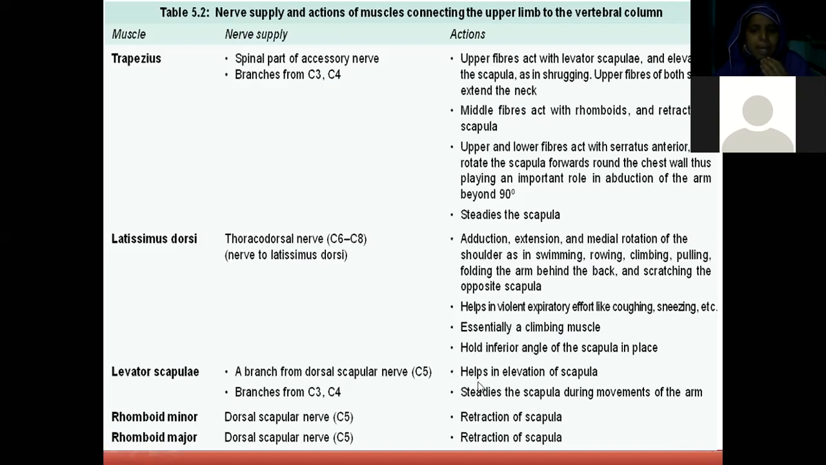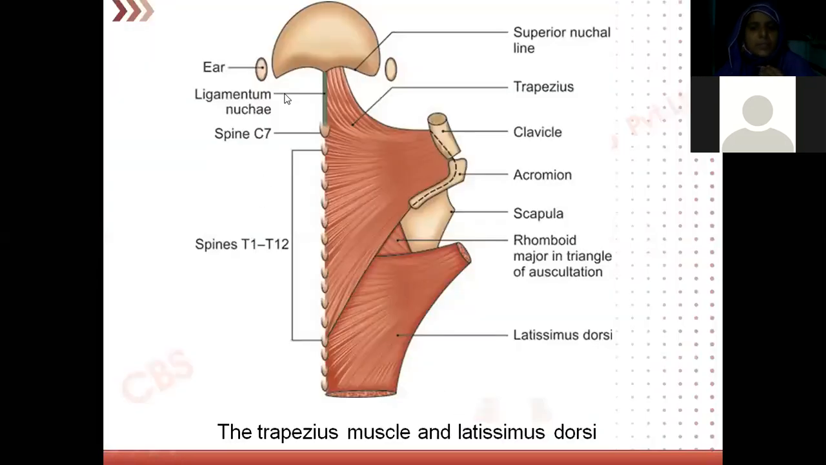Levator scapulae helps in elevation of the scapula. It steadies the scapula during the movements of the arm. Levator scapulae is supplied by the dorsal scapular nerve. You remember from the C5 root itself we had this nerve, dorsal scapular, supplying levator scapulae. Rhomboids minor and major are also supplied by the dorsal scapular nerve. They help in retraction of the scapula, which I have shown you in the action.